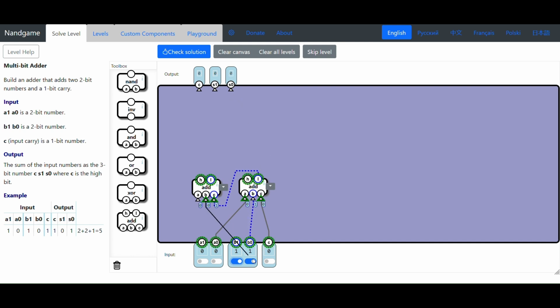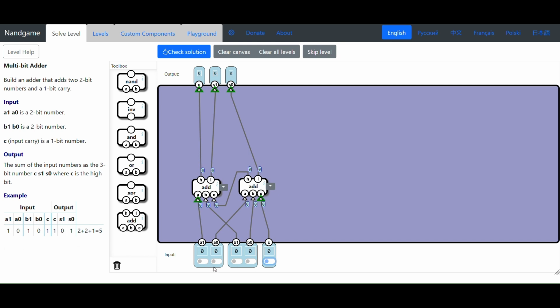And then B1, A1. So this is our high bit. Oh, I messed it up here. I'm carrying the low bit when I mean to be carrying the high bit here. Yeah, and I think that's it right there. The significant bit, S1, and then our carry bit.